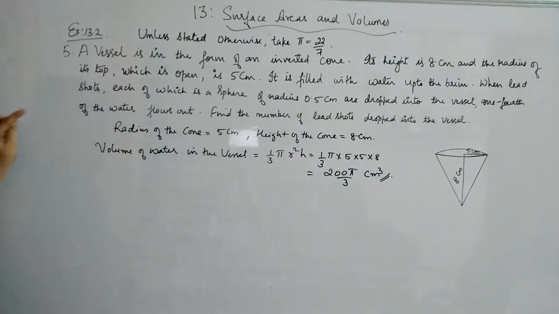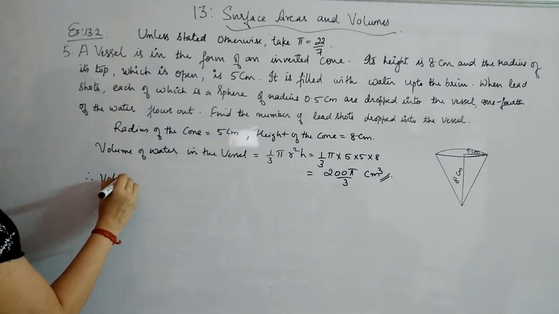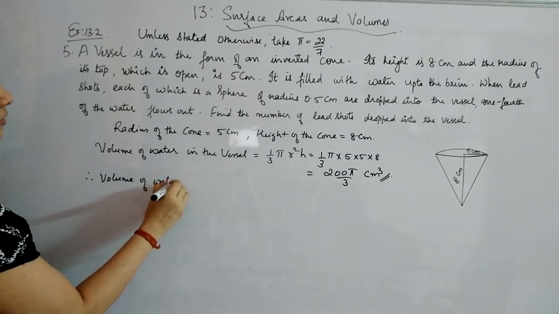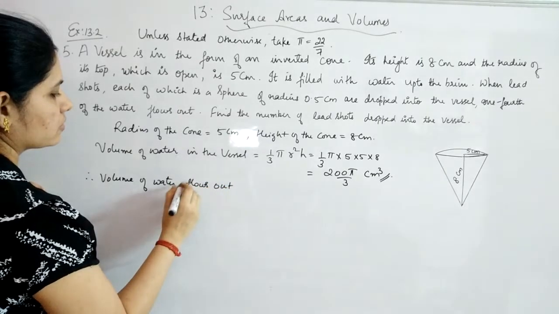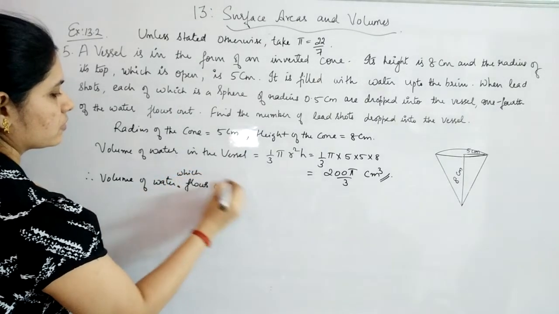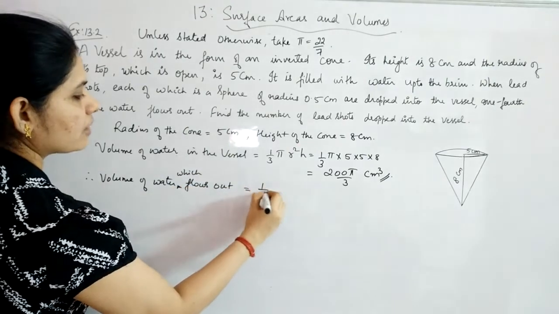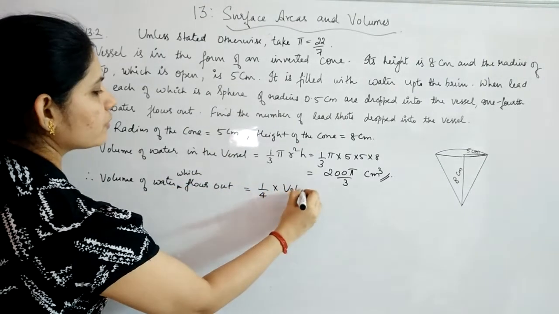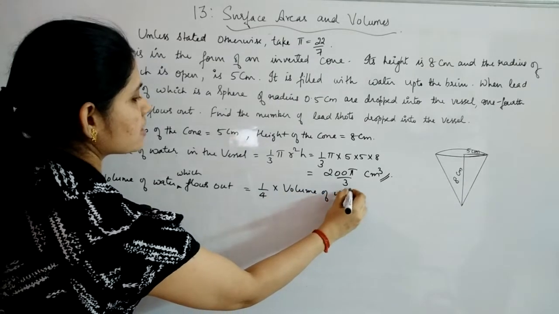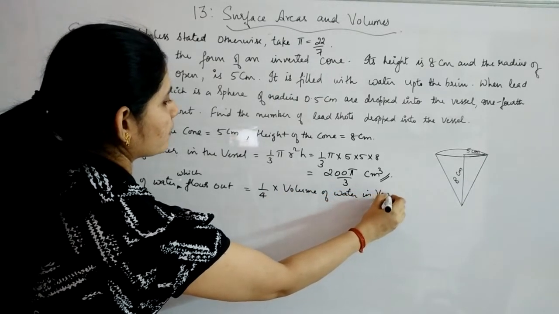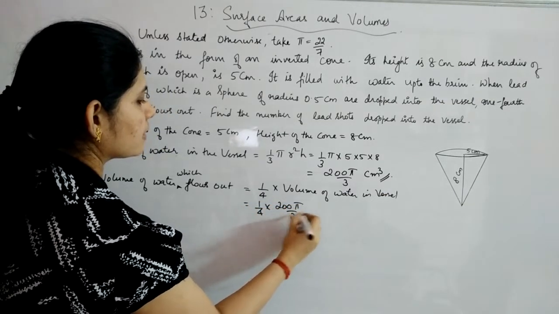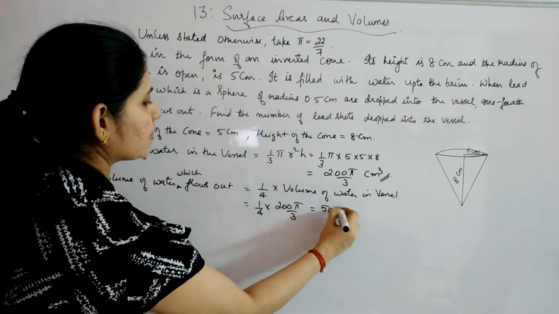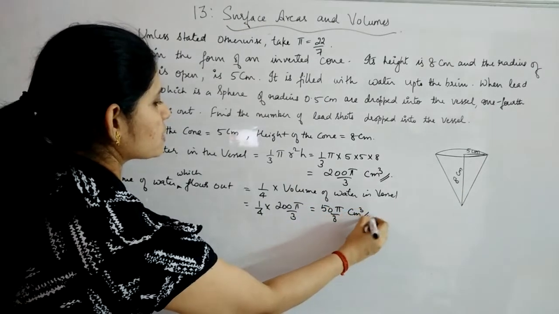Now we have to find out what is the volume of the water which has been flown out. Therefore, volume of water that flows out is equal to 1/4 of the volume of the water in the vessel. So you'll get it to be 1/4 into 200 pi by 3, which is 50 pi by 3 centimeter cubes.